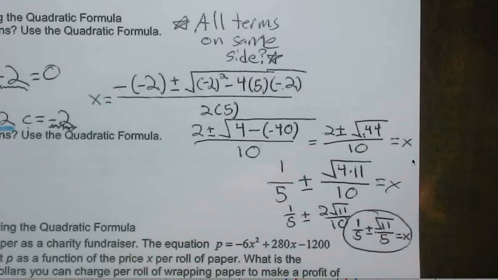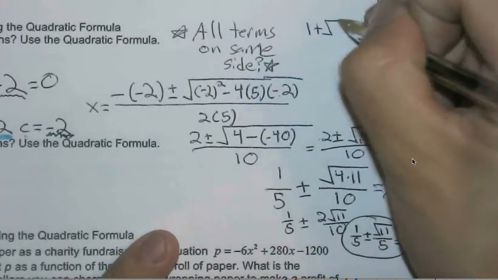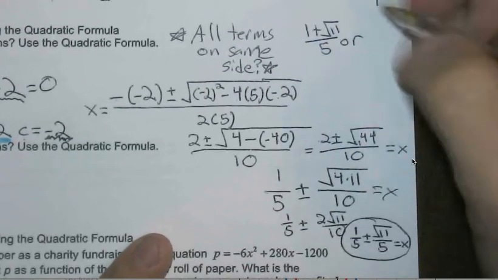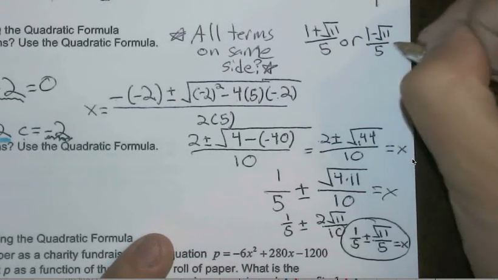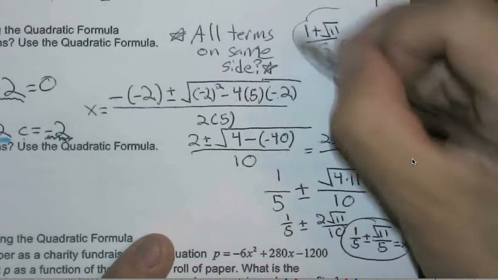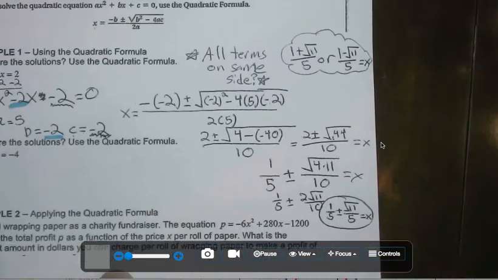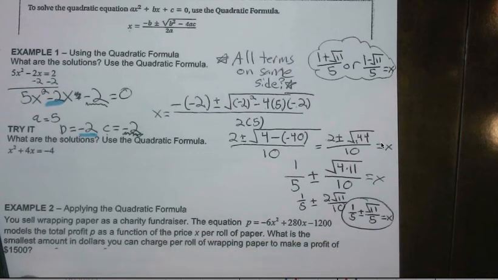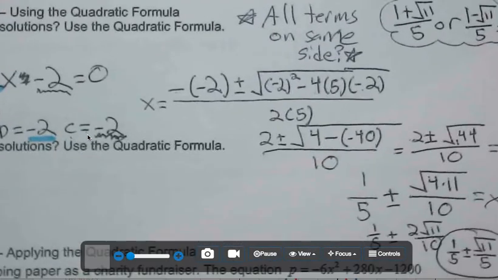So our two answers in this case for this problem would be 1 plus root 11 over 5, or 1 minus root 11 over 5. And of course x equals, because we want to know that we're talking about a solution. I'll give you a moment for the next one. So pause it, give this next problem a shot. We'll come back on this in a moment.